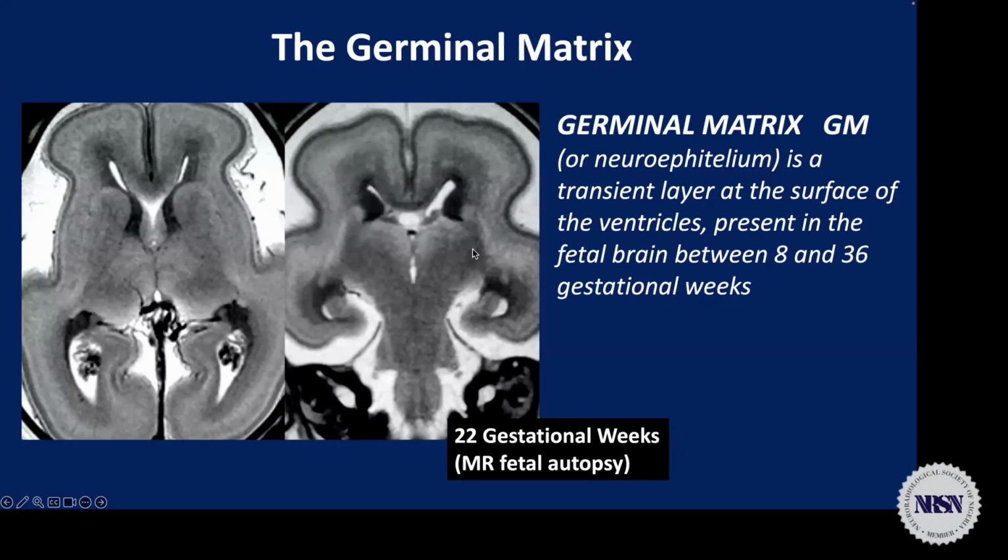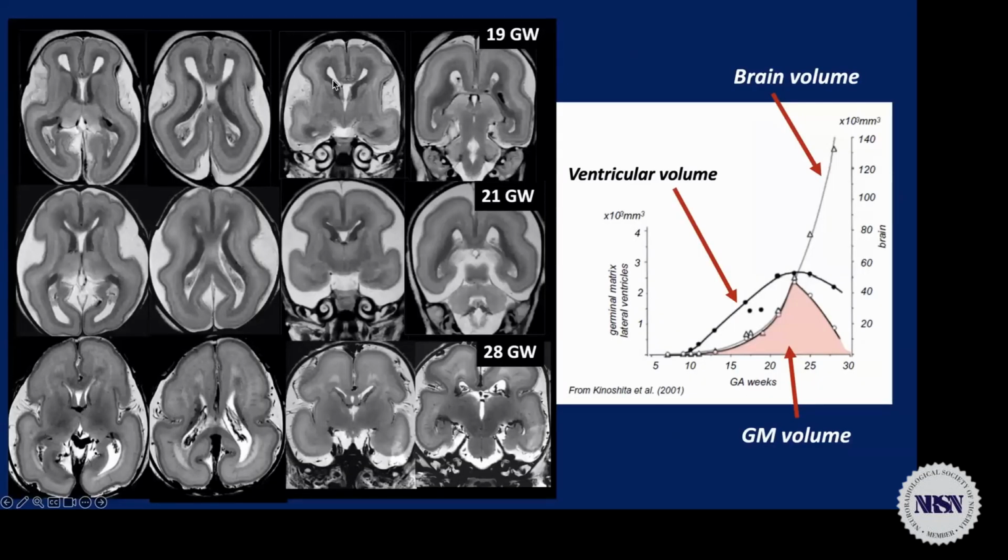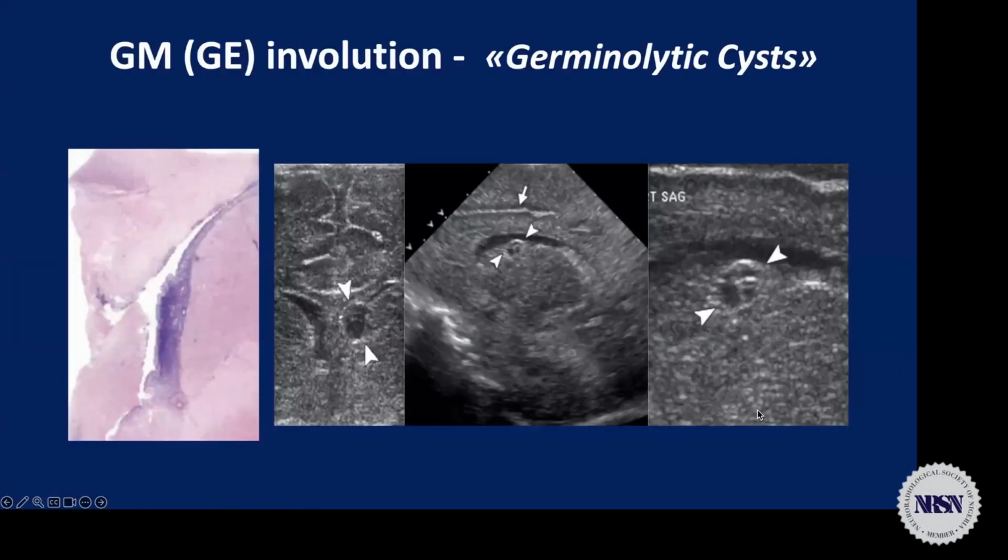From the germinal matrix arise all the cells of the brain, both neuron and glial cells. And you can see here how the germinal matrix changes in volume during gestation. These are all fetal autopsy. And you can see the germinal matrix volume reaches the peak, the maximum, around 22, 23 gestational weeks. Then there is an involution of the germinal matrix.